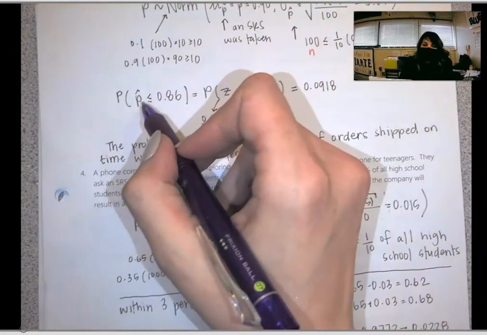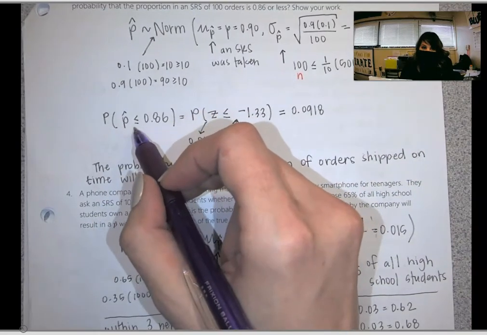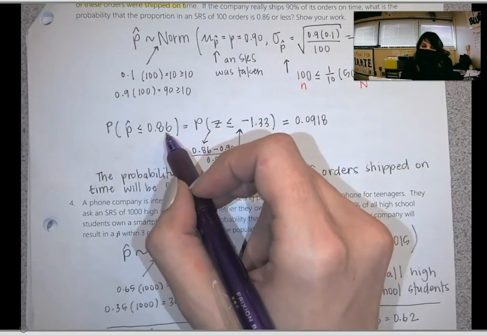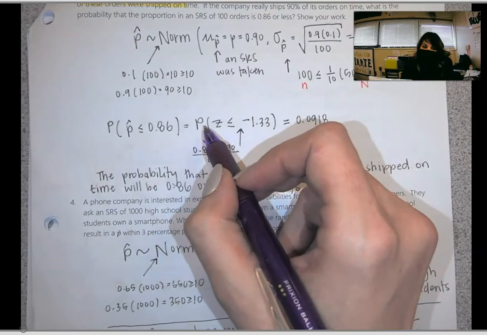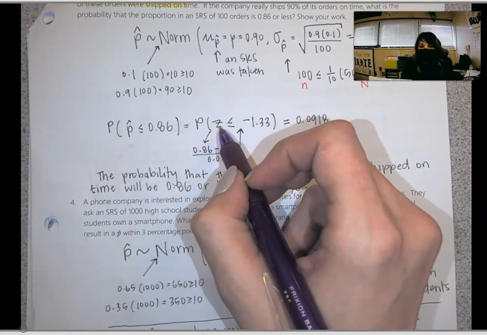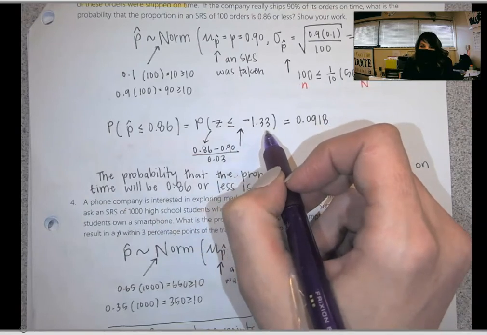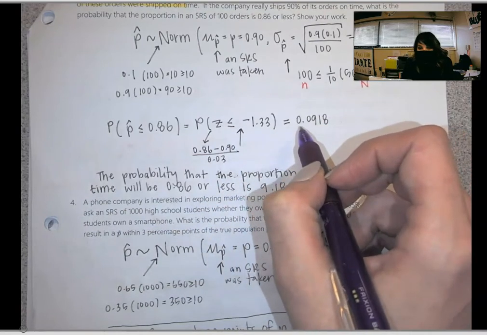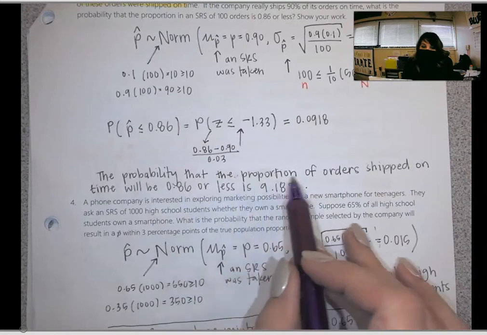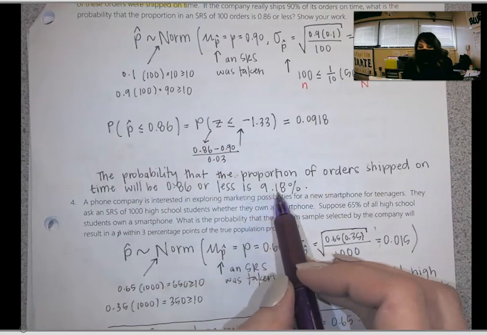So this is the statement asking, what is the probability that we would get a sample that is less than or equal to 86% shipped on time? Well, that is the same as the probability of the z-score being less than or equal to negative 1.33. And that gives us a probability of about 9%. The probability that the proportion of orders shipped on time will be 86% or less is 9.18%.